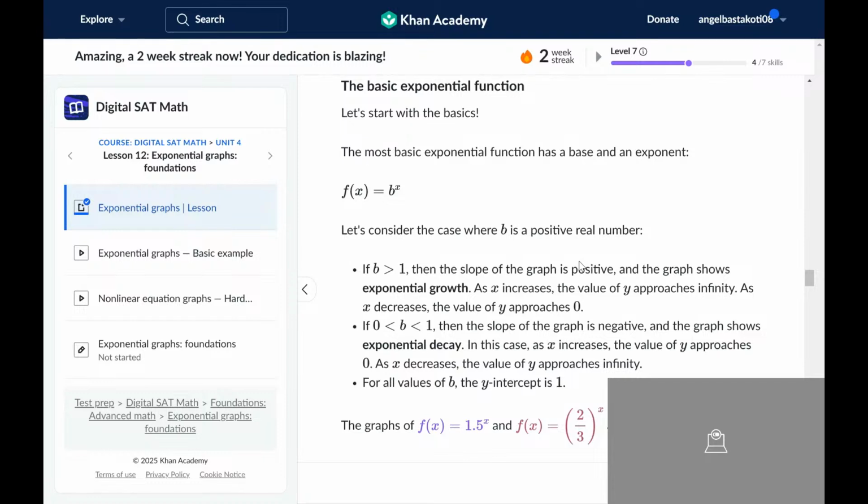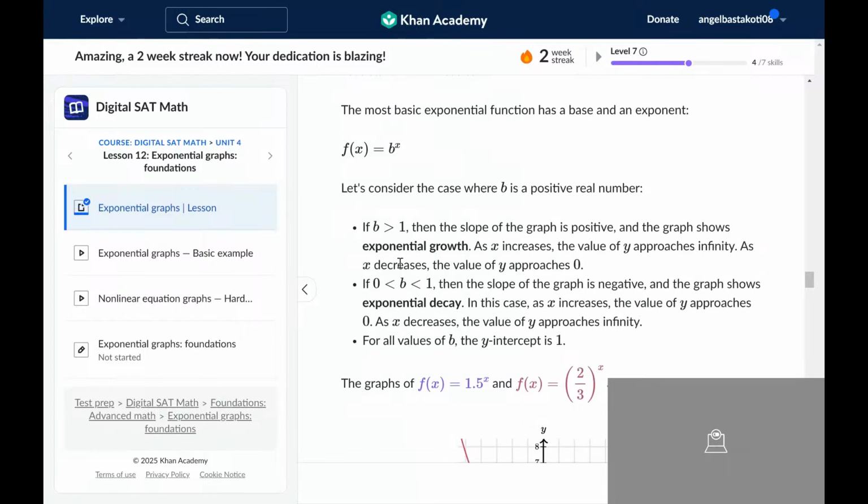For b greater than 1, the graph behaves as it should. Here, b to the 0 power is 1. As we increase the value of x, the value of f approaches infinity. As x decreases, the value of y approaches 0.